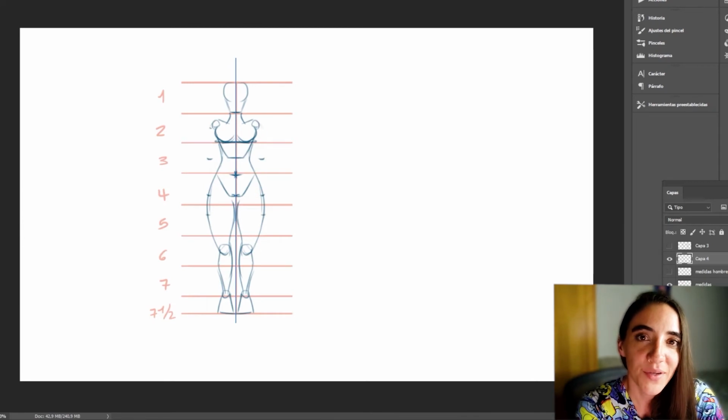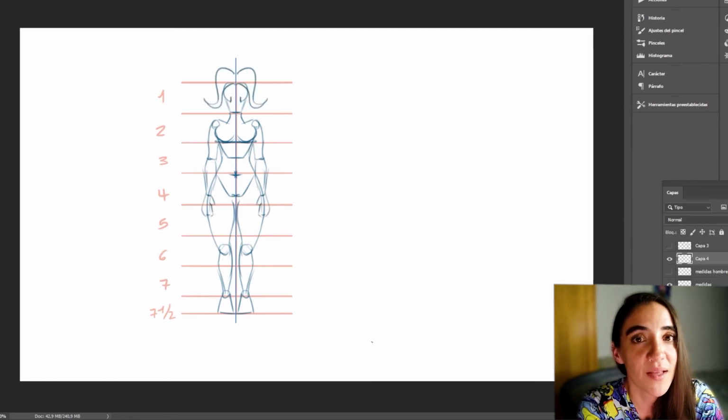The knees are between 5 and 6 heads down from the top. The ankles are 7 heads down from the top, and from here to the bottom line, we can make 2 triangles for the feet. The wrists line up with the thigh at the point where the leg reaches the hip, and the elbows line up with the waist.